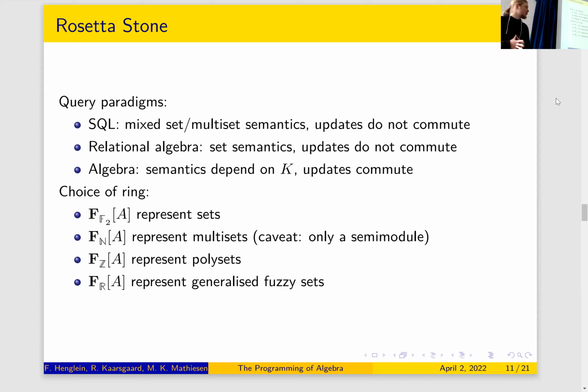You can just do it right away. Okay, so let's look at the choice of rings. If we have a finite field of 2 elements, then it looks like sets. The free module of some type is basically just subsets of that type. If we have the natural numbers, then in this case it's actually semi-modules, not actual modules, but that would be multisets. And then for integers, which is our favorite ring for this theory, we call them polysets, because it's, well, like multisets but cooler, because you can have negative multiplicities.